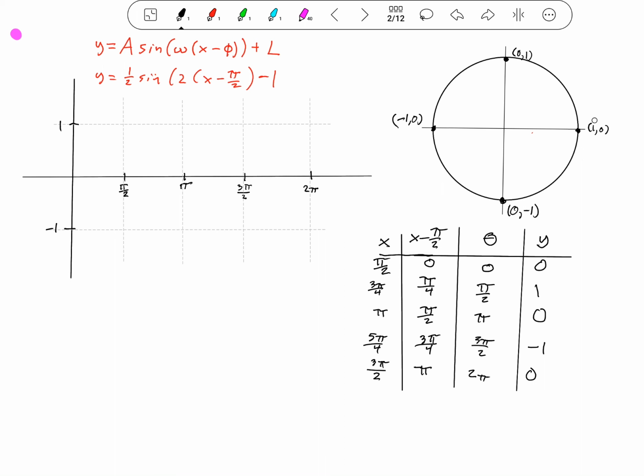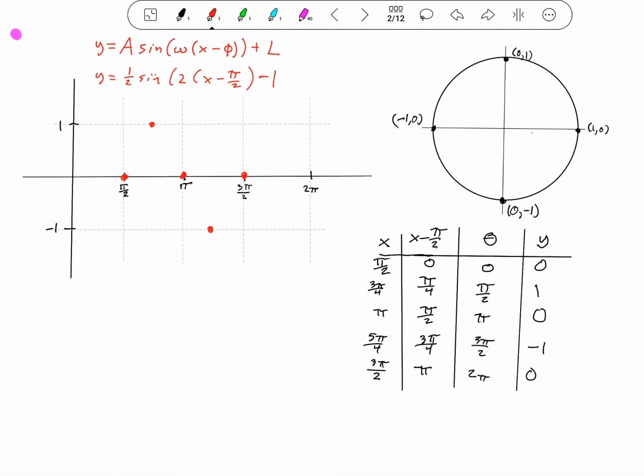And so what this does for me is it allows me to plot some points. At pi over 2, my y value is 0. At 3 pi over 4, my y value is 1. At pi, my y value is 0. At 5 pi over 4, my y value is -1. At x equal 3 pi over 2, my y value is 0.